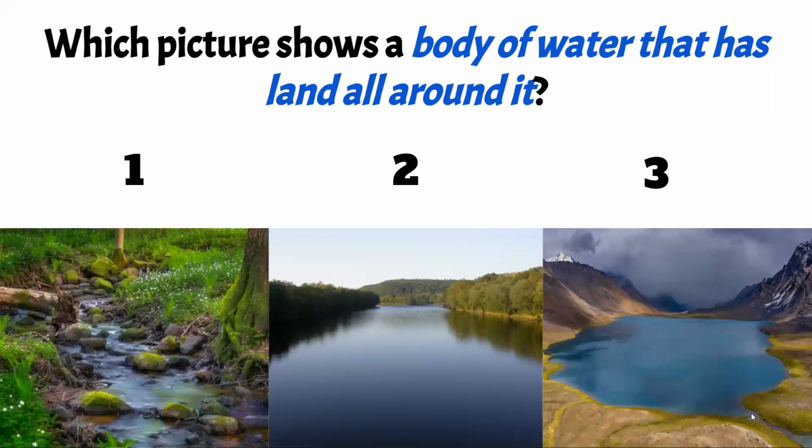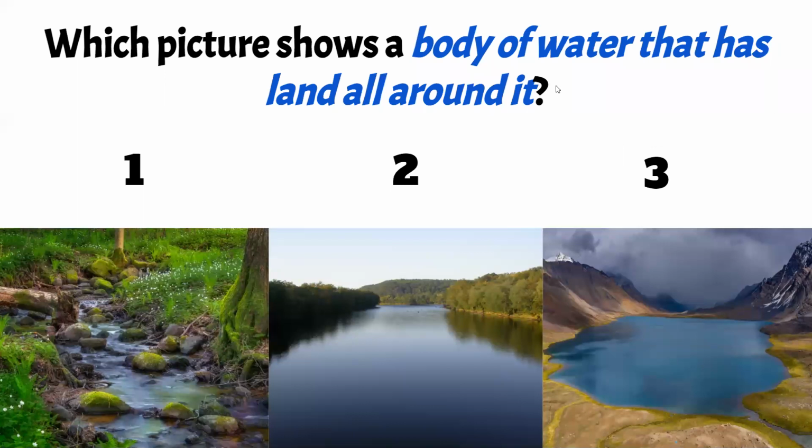What about this one? Look here. It is a closed area. And as you can see here, the water in it doesn't flow. So if the water doesn't flow and it has land all around it, it's going to be a lake. So do you think number one is the answer, or number two, or number three? Of course, it's going to be number three, okay? Number three is a lake, and a lake is the body of water that has land all around it, okay?